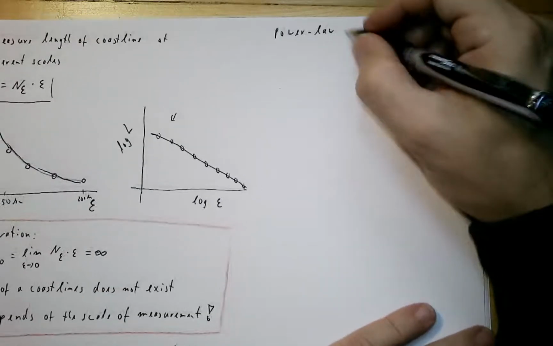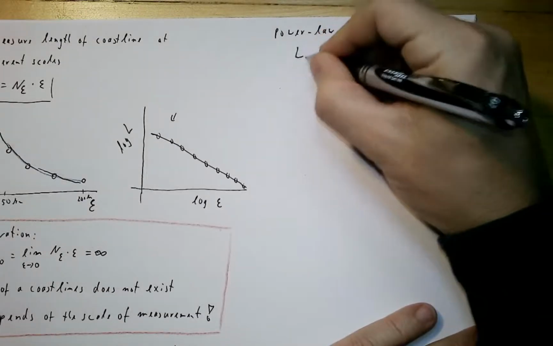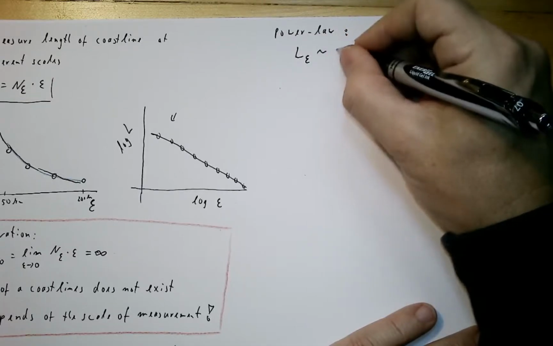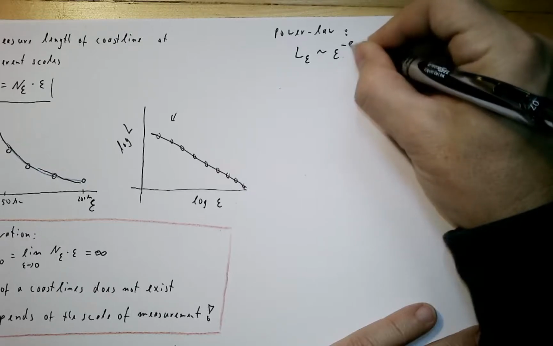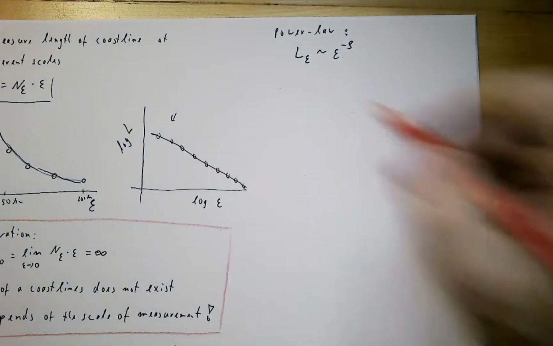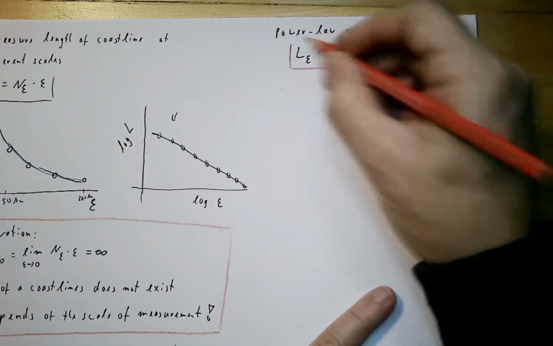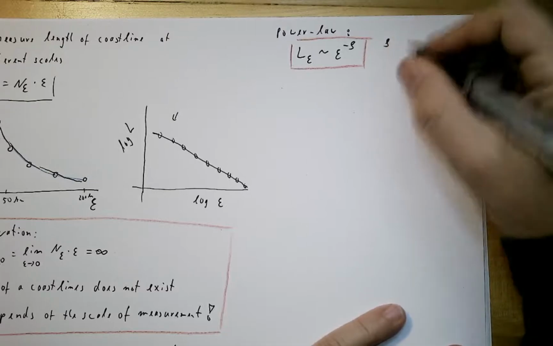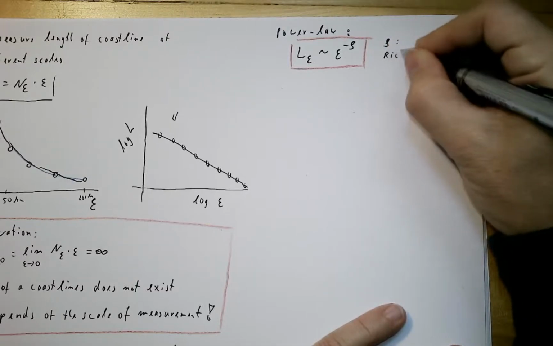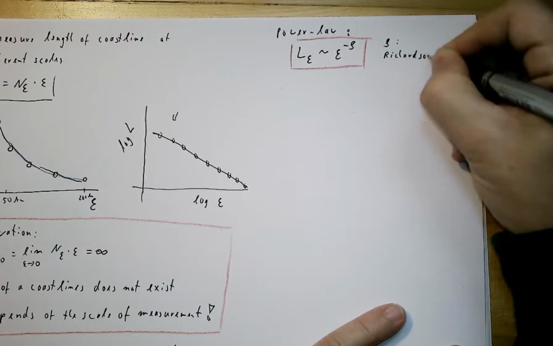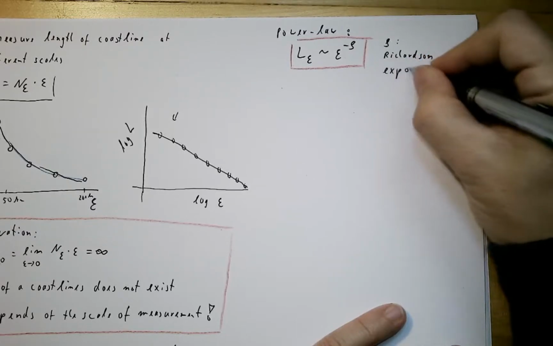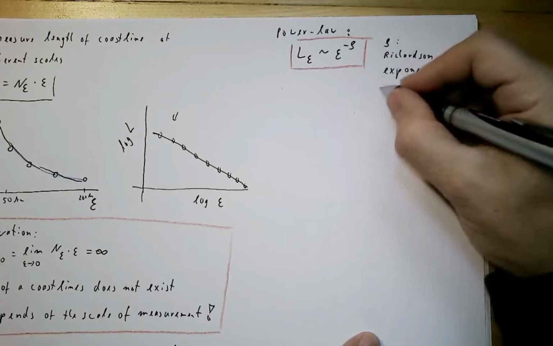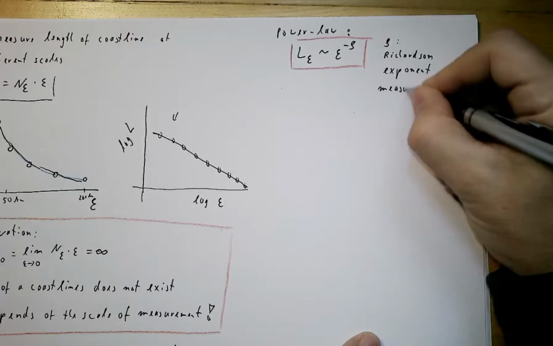We see that the length is a function of epsilon, and this goes as the scale to a critical exponent rho, and this we call nowadays the Richardson exponent. And so this is a measure for the roughness of the coastline.